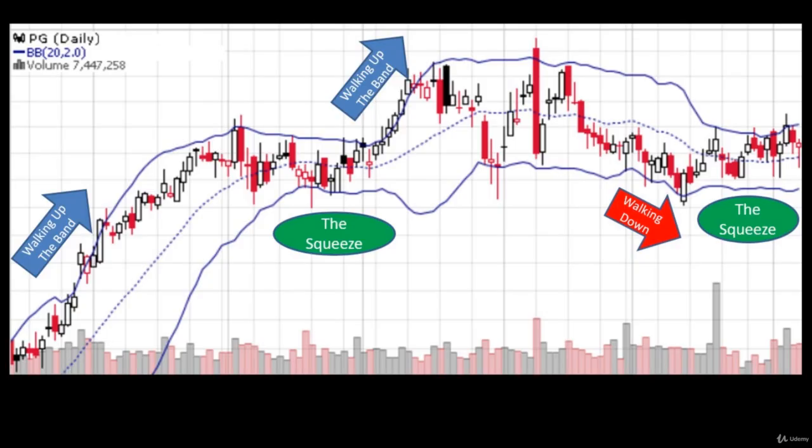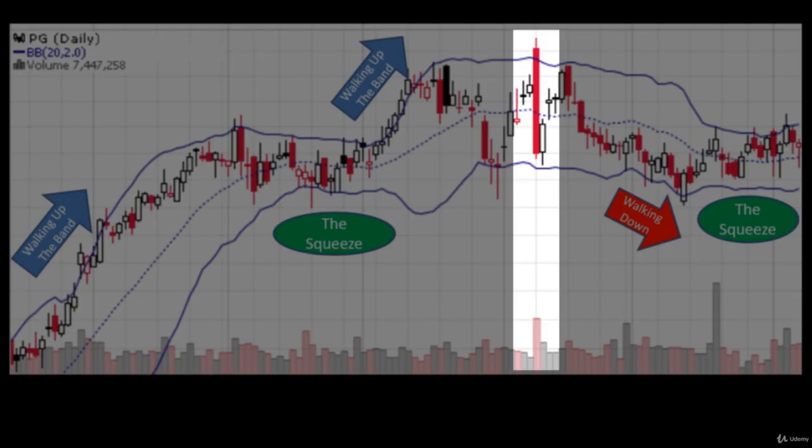And then as we go to the far right, you'll see where it walks down the band a little bit, and another squeeze is forming and starts touching the band a little bit. And if you see in the middle there too, I didn't label it, but you've seen that really long red candle right in the middle there with some volatility to it. That's a real outlier, right?